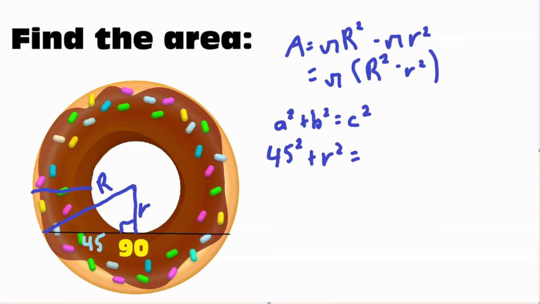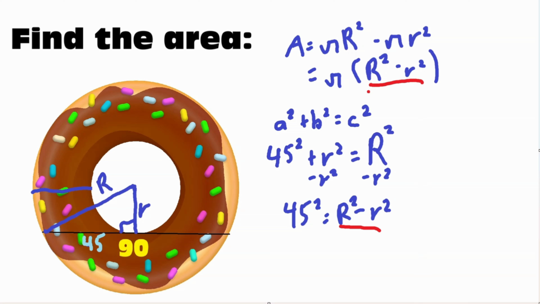Our hypotenuse is the side that is opposite from the right angle, and this has a length of big R, and since it needs to be squared according to the equation. So now, if we subtract lowercase r squared from both sides, we get that 45 squared is equal to capital R squared, which is the big radius, minus lowercase r squared. Now looking at our original equation here, this is exactly the same as this: capital R squared minus lowercase r squared.